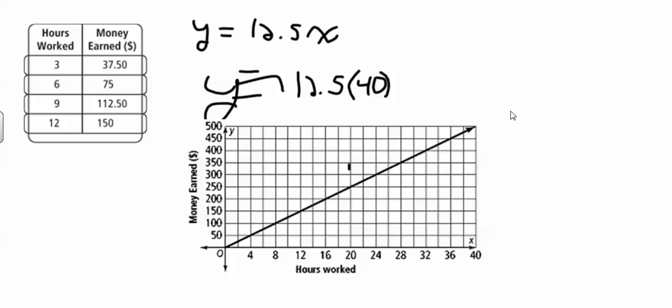Another way you could have done this problem is to actually graph it. Not many people would do it this way, but if you put your hours worked on the x-axis and the money earned on the y-axis, and you plotted each one of these points, like 3 comma 37.50, which is right there, and then 6 comma 75, about right here, and then you can extend this line out. You could see at 40 hours right here it'd be 500.